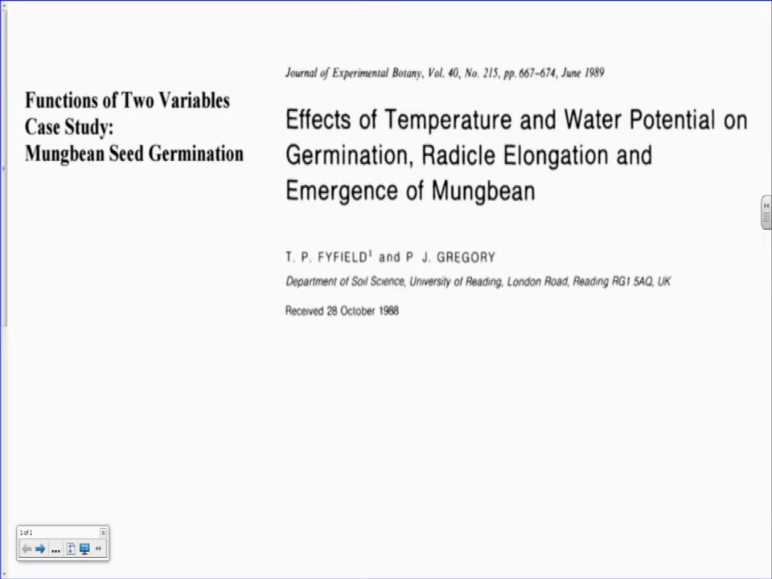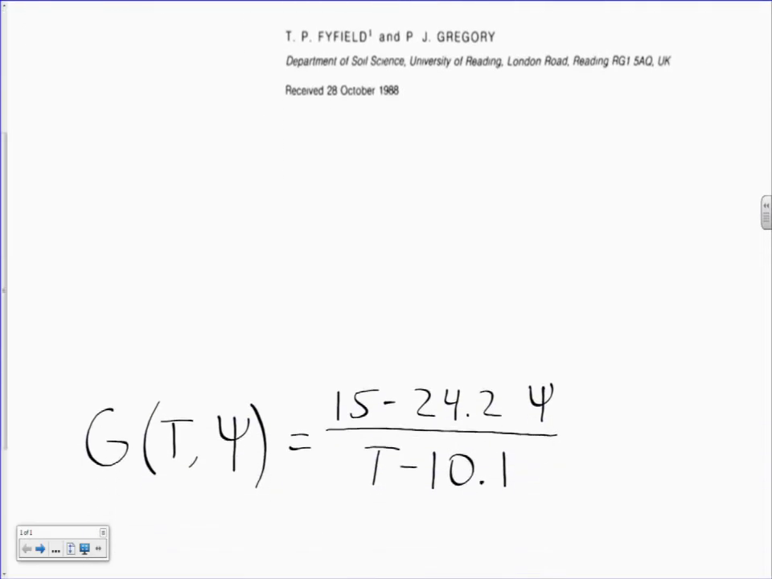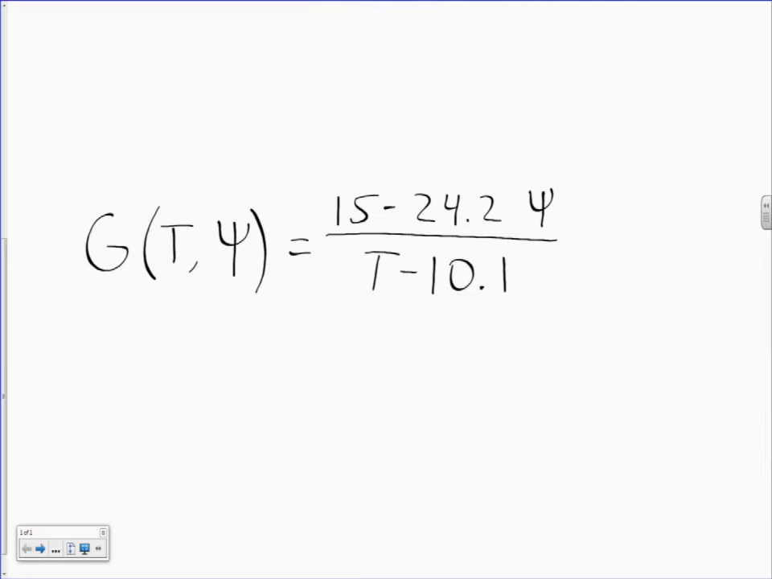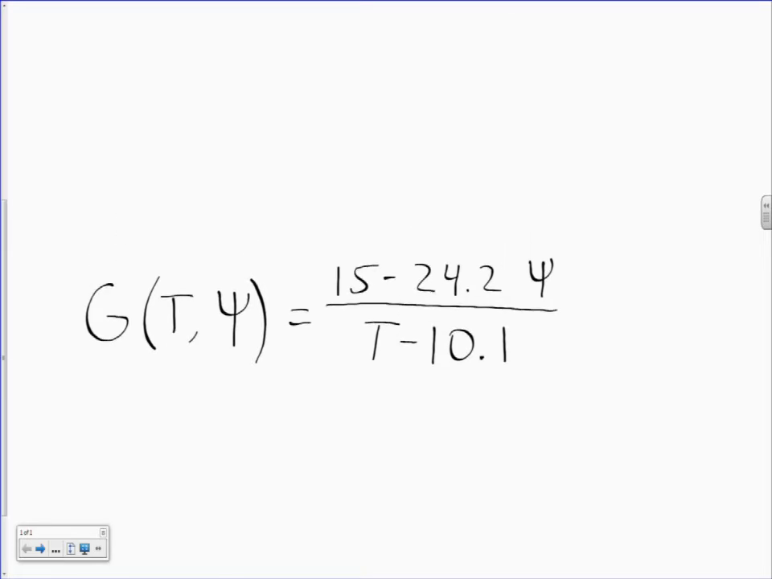So they were changing the temperature of the greenhouse and the water potential, which is something we'll talk about in a minute. And what they came up with after doing that and measuring how many days it took was this equation. So let's define what all this is. So g of t, and this second variable is called psi. It's a Greek letter. PSI is the way it's written in English letters. Some people say psi, some people say psi.